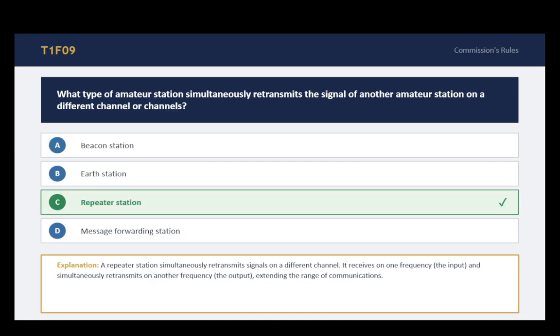What type of amateur station simultaneously retransmits the signal of another amateur station on a different channel or channels? C. Repeater station. A repeater station simultaneously retransmits signals on a different channel. It receives on one frequency, the input, and simultaneously retransmits on another frequency, the output, extending the range of communication.